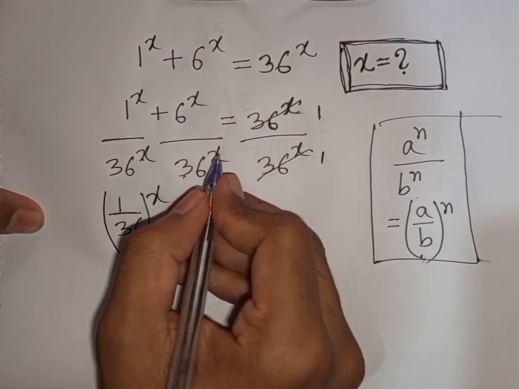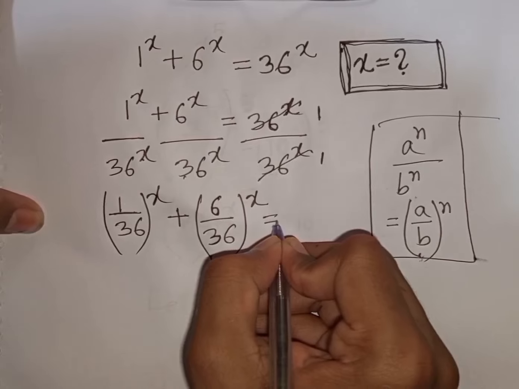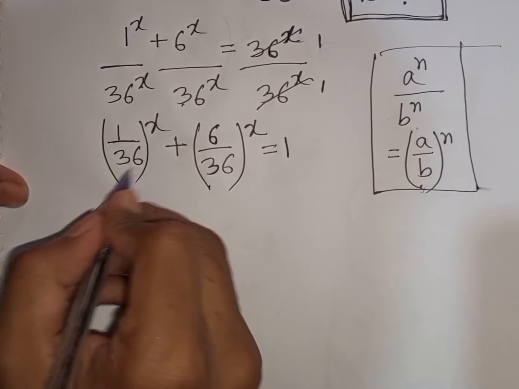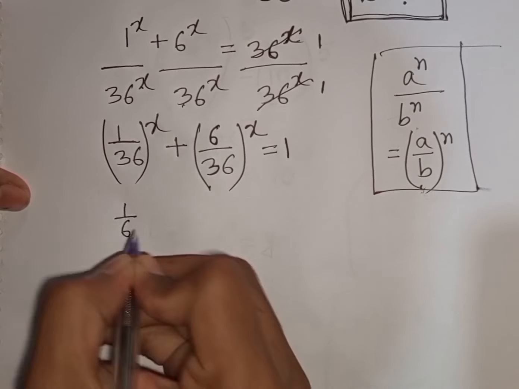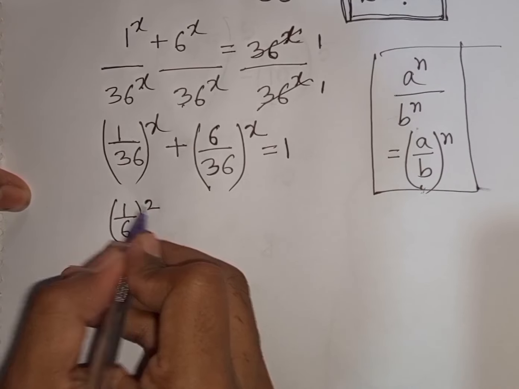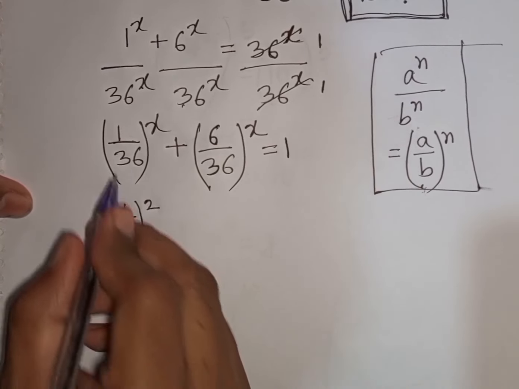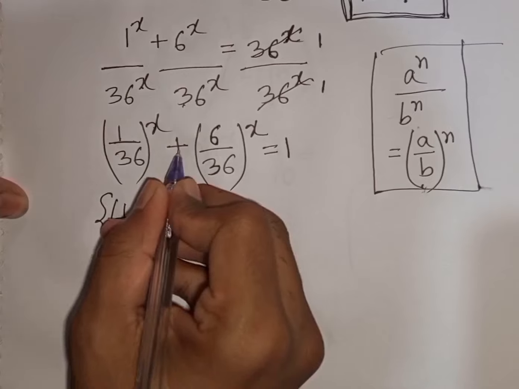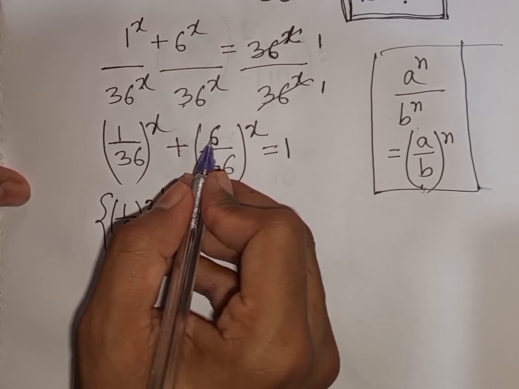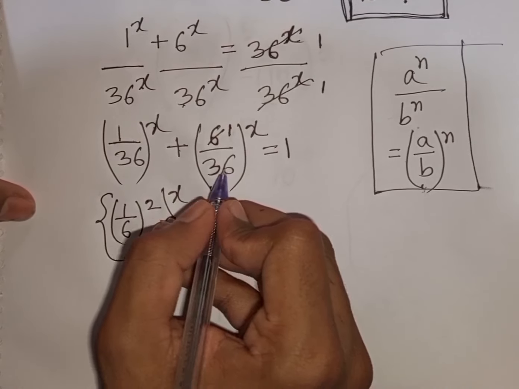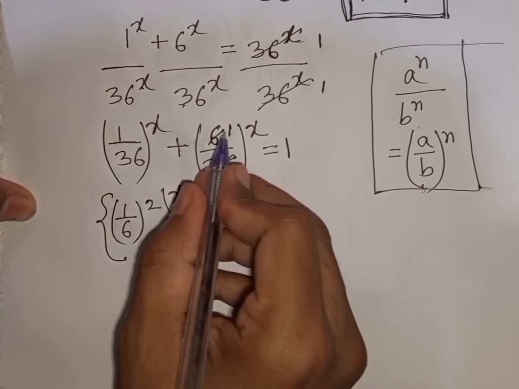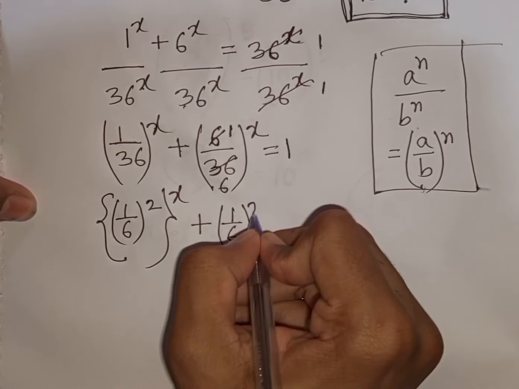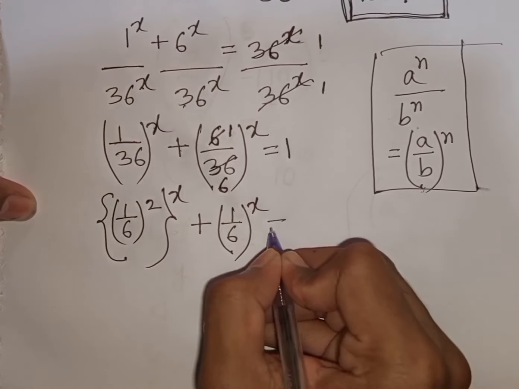then bracket common power x is equal to 1 divided by 1, that means it will be 1. Now 1 by 36 can be written as (1 by 6) to the power 2. 1 squared is same as 1, and 6 squared is same as 36. Then 6 divided by 6 means 1, and 36 divided by 6 means 6. So we have (1 by 6) to the power x is equal to 1.